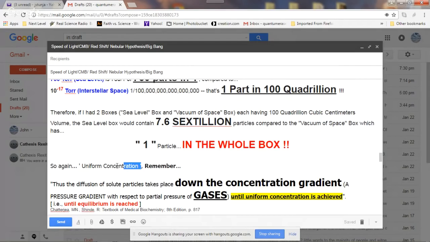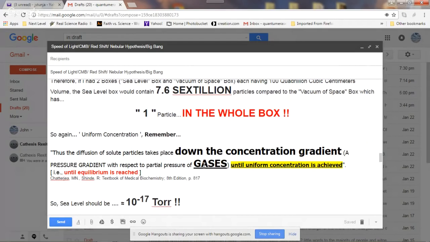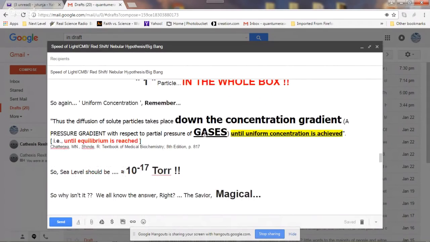So again, uniform concentration. That's what we're looking for, right? Because remember what we said above. The diffusion of solute particles takes place down the concentration gradient. And that's a partial pressure gradient with respect to partial pressure of gases until uniform concentration is achieved. So at sea level, it should be approximately 10 to the negative 17 torr. That's it. So why isn't it?